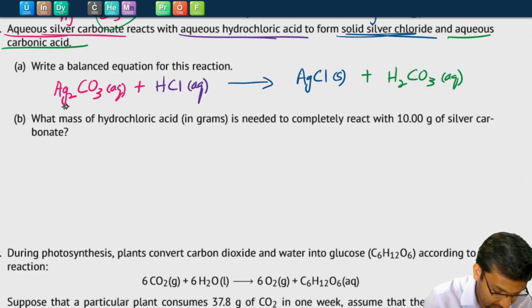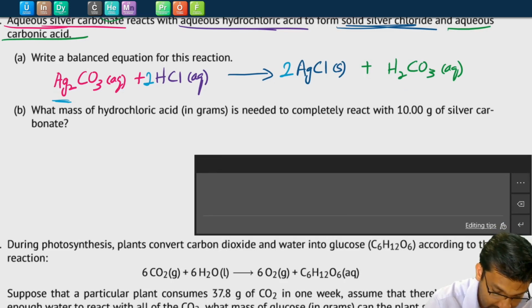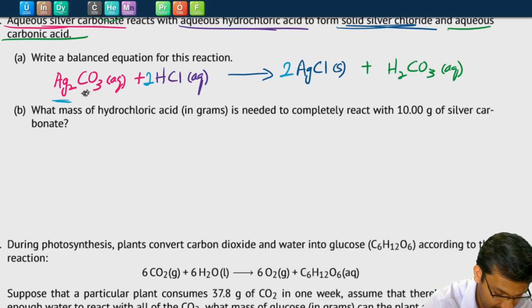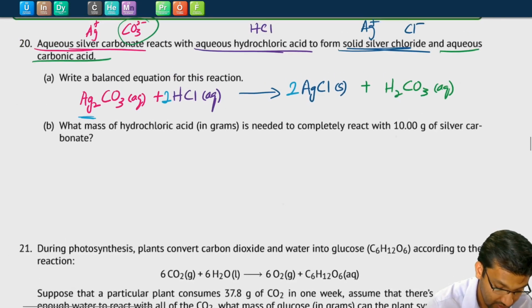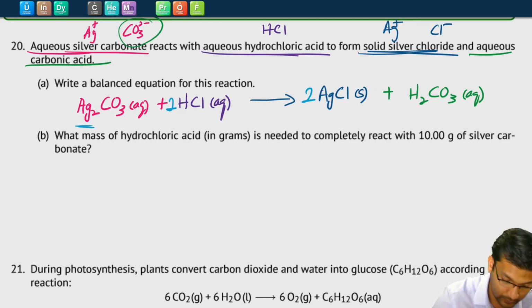Okay, let's balance this equation. We see that there are 2 silvers on the left, but only 1 on the right, so I'll make this whole thing a 2. This gives us 2 chlorides on the right, but only 1 on the left, so I'll make that a 2. That gives us 2 H+ on the left, 2 H+ on the right. That seems okay. And then we have 1 carbonate, CO3 2-, on the left and 1 carbonate on the right. So everything should now be balanced.